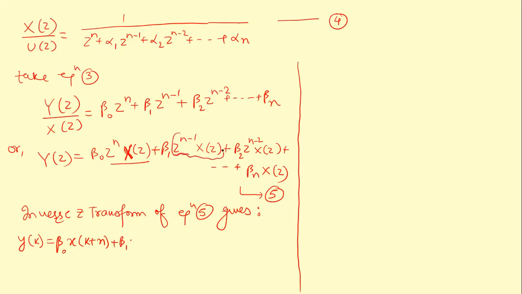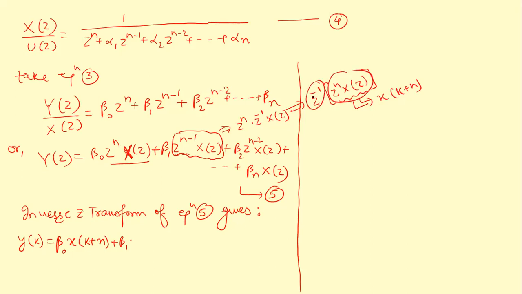If you see this part here, it can be written as z raised to the power n into z inverse into X(z). So that means z inverse into z raised to the power n into X(z). The inverse z transform of z^n X(z) is equal to x(k+n). But since this part is delayed by one sample, z raised to the power minus 1, we'll write here x(k+n-1). So the inverse z transform of this part is x(k+n-1).